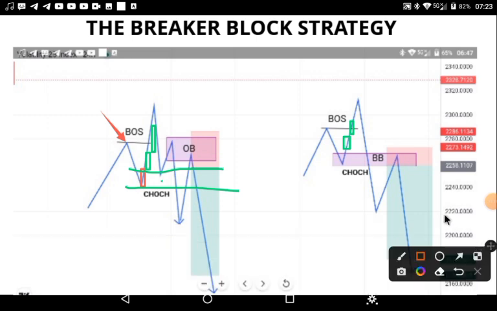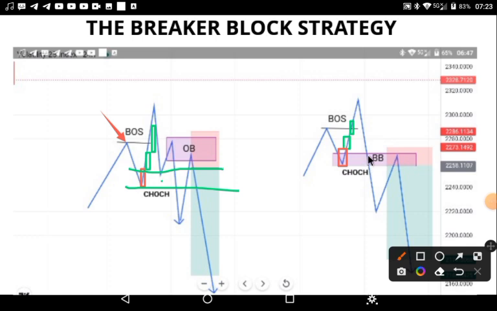I'm using the bullish scenario here for example's sake, but it works exactly the same way in the bearish scenario. The only thing you have to do is change the direction, just take it the opposite way. Let's assume this is the last opposite candle before the break of structure. Price comes with very high momentum.